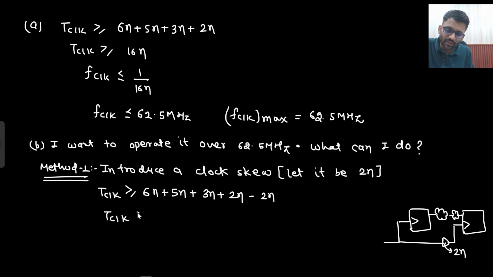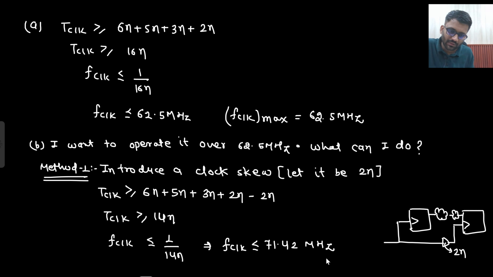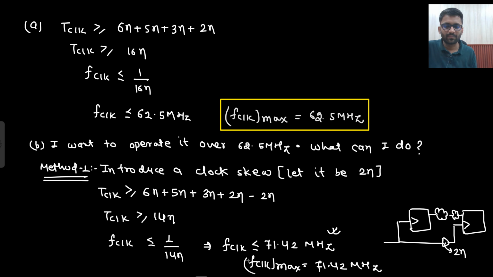So your T clock should be greater than 14 nanoseconds. So your F clock should be less than or equal to 1 by 14 nanoseconds. From here, my F clock should be less than or equal to 71.42 megahertz. Okay, so this has increased. So F clock max is 71.42 megahertz. So here it was this. So this is your method 1.